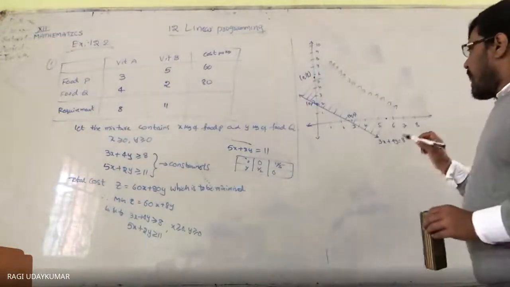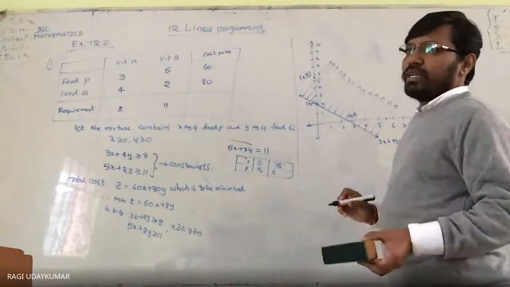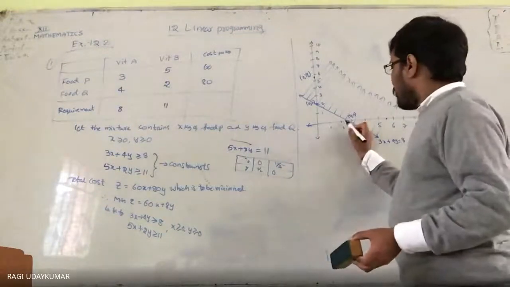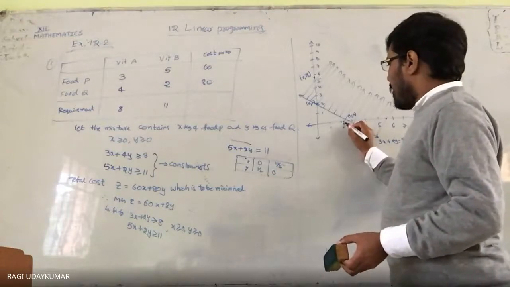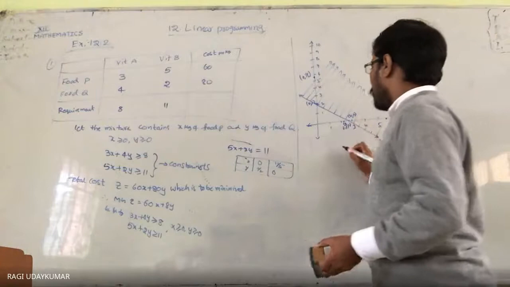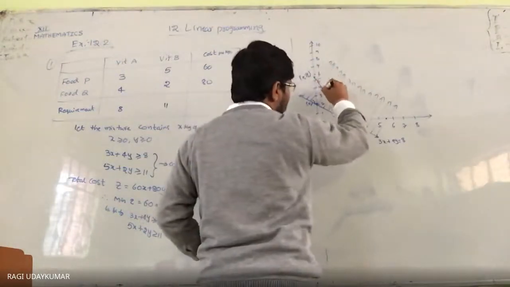And 11 by 5 is nothing but 2.2. 2.2 will be approximately here. So this is 11 by 5 comma 0. These two points you have to join.